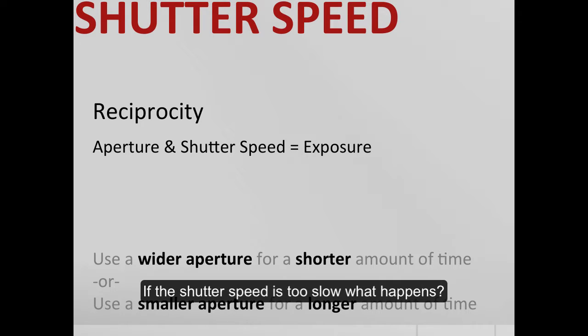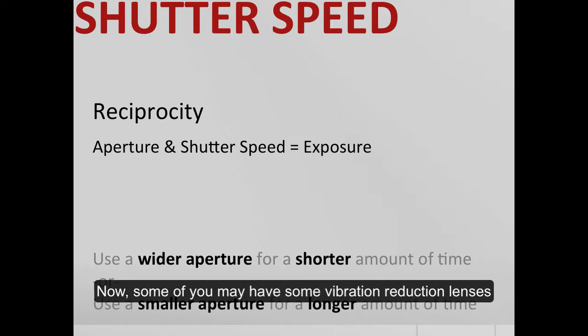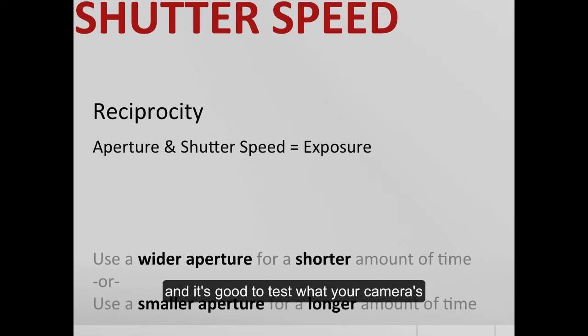If the shutter speed is too slow, what happens? It's probably not even feasible for you to hold that camera for the shot without some sort of trace of what we call camera shake being recorded. Now, some of you may have some vibration reduction lenses, and it's good to test what your camera's capability is with that lens. But I guarantee if you're running at really, really slow shutter speeds, you're going to get some of that camera shake. Even pressing the shutter moves the camera. So best results when you're dealing with slower shutter speeds is to use a tripod.